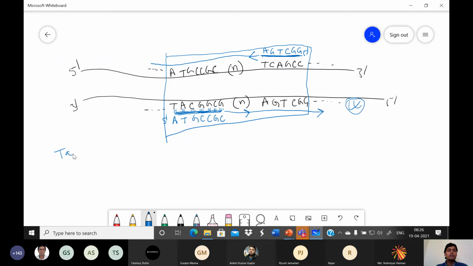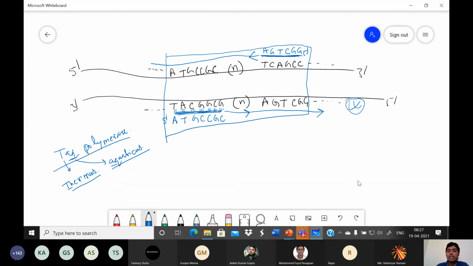This is called Taq polymerase. Why Taq polymerase? This is just a DNA polymerase, but the Taq name came from T, which stands for Thermus, and AQ, which stands for aquaticus. If you forget the name, nothing will happen. Okay, I'm just explaining so that you can remember if you want. So Thermus aquaticus, T and AQ together, Taq polymerase.